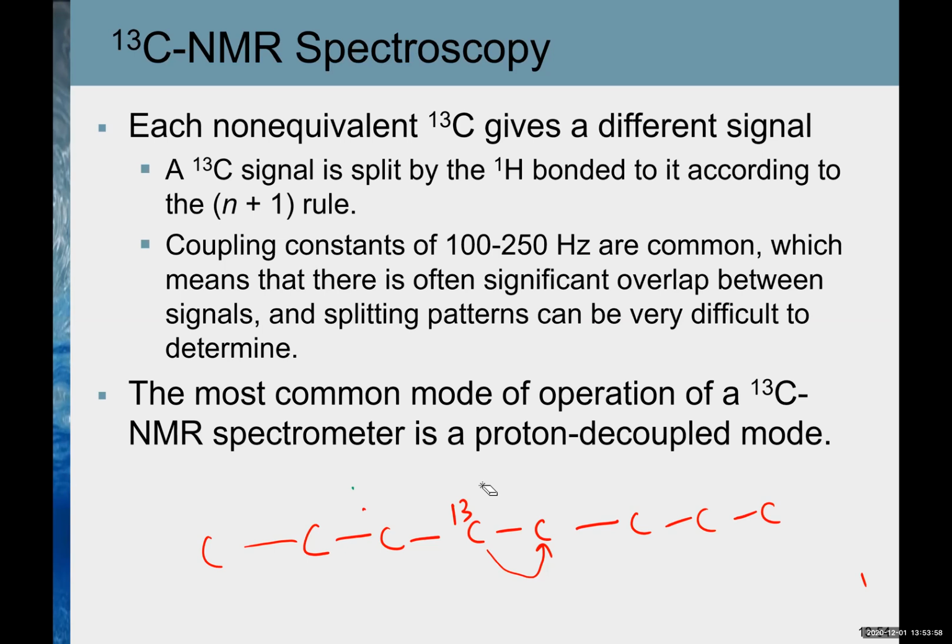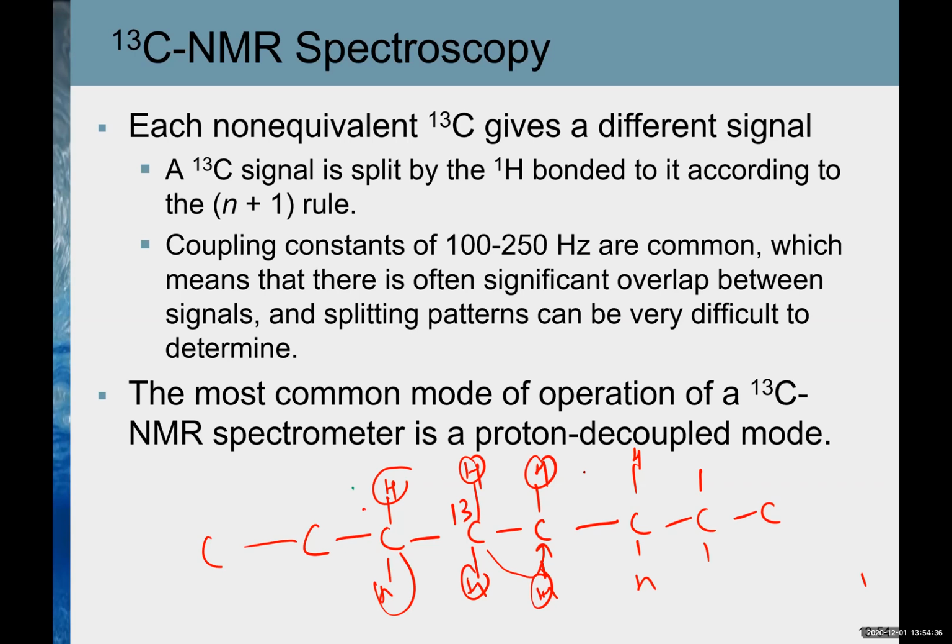So that's a good thing. There's no splitting. But the bad thing is that there are always protons nearby, and they do split. There are so many neighboring protons around C13. These are also vicinal and they split so badly that the pattern is extremely complex and useless. We cannot get any useful information when protons start splitting the signal from C13.